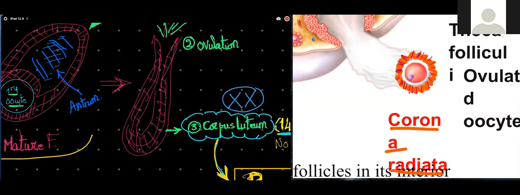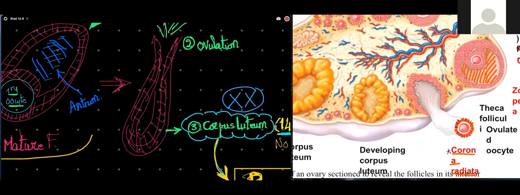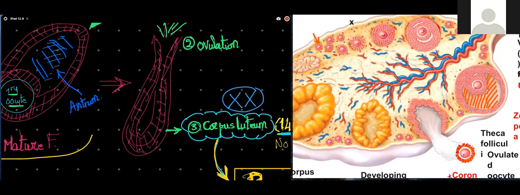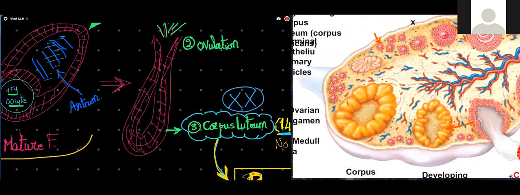Those are the remaining granulosa cells that are still surrounding the ovulated egg. Again, this is the corona radiata. Then the other granulosa cells will become the corpus luteum that will degenerate if no fertilization takes place within 14 days.